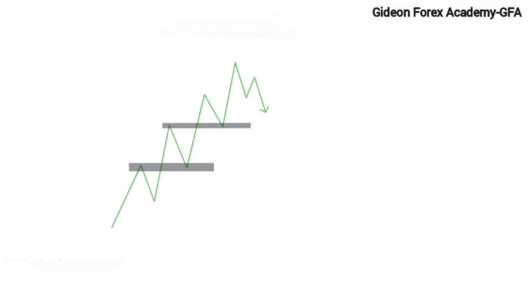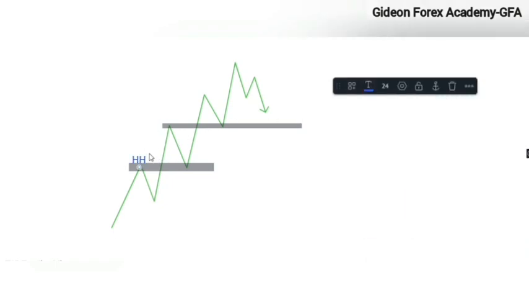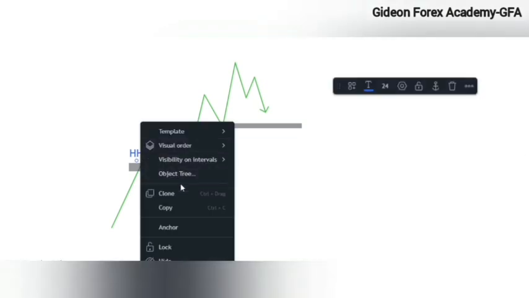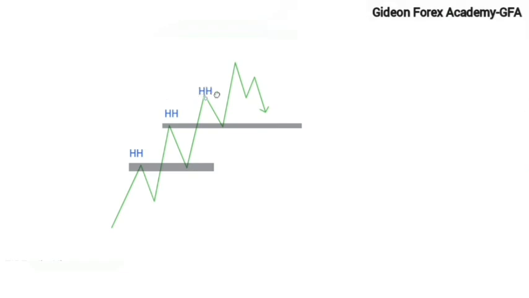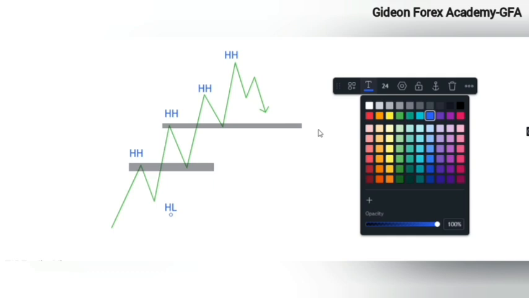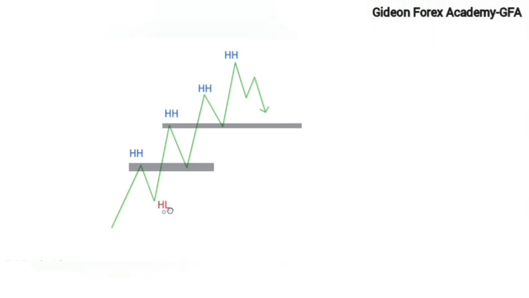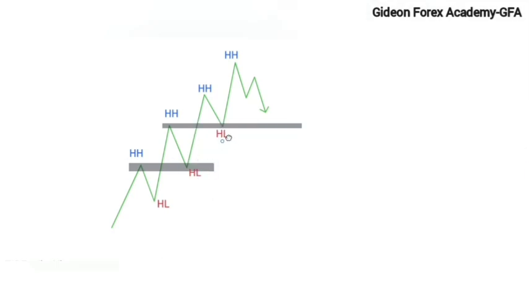Now this would be a higher high. All right, let's say that it is a higher high. That is also a higher high. That is also a higher high. And that is also a higher high. And we have our higher lows. I'll change higher lows to red. That would be a higher low, and that would be a higher low. Okay, and that would be a higher low.